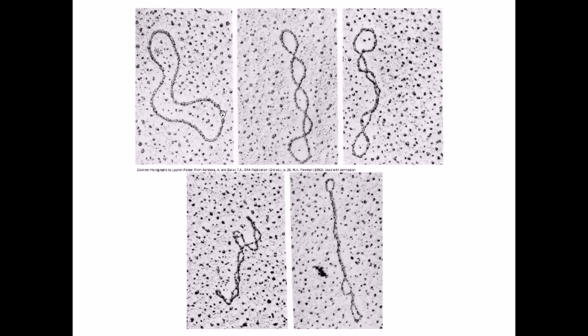So this is the relaxed state. If you look here, this one is the supercoiled state of the DNA. This is again another supercoiled state, and this is another supercoil. So different supercoiled states of the DNA are provided.